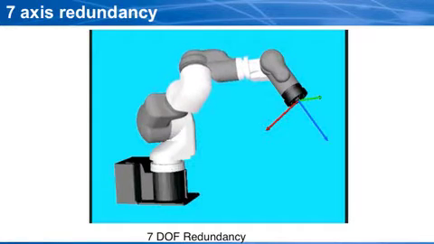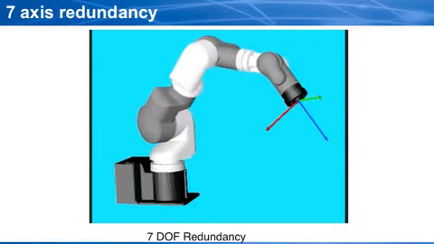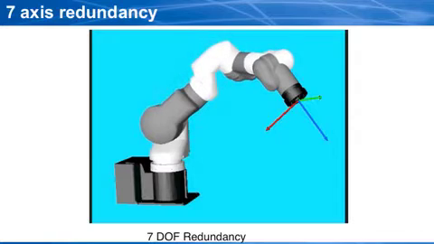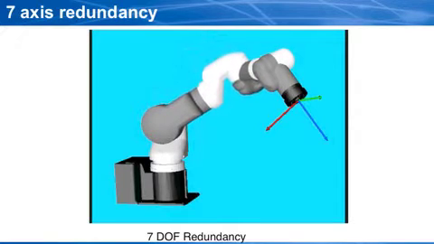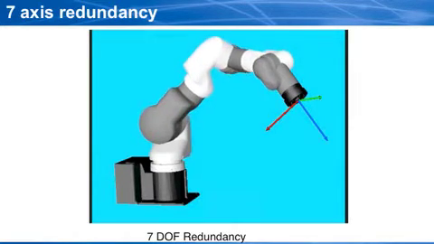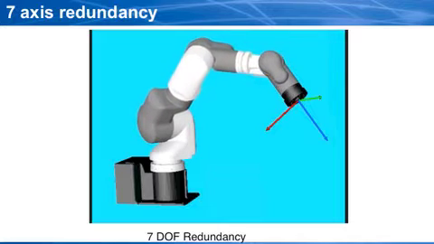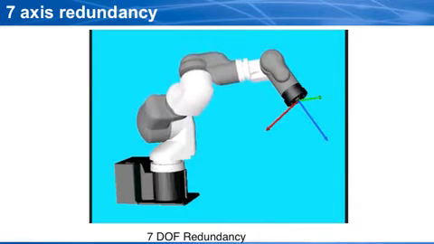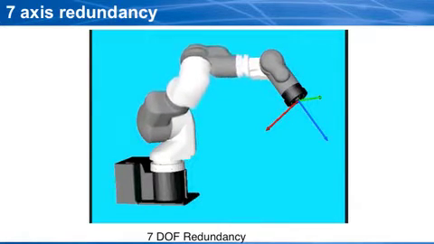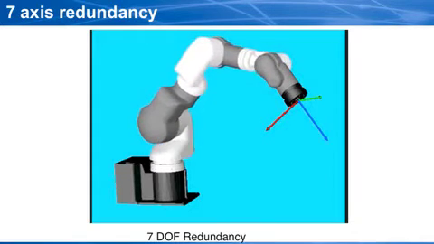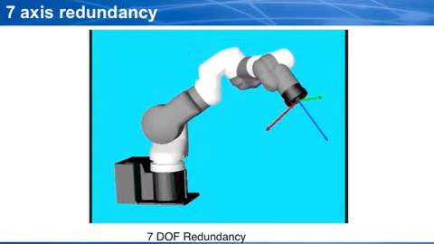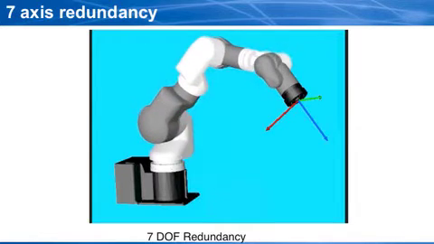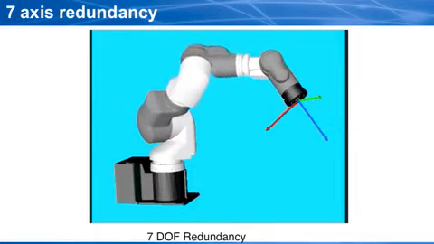Now we've always known that a 7-axis machine would help, in that with 7 axes you can still maintain the pose, what we call the position and orientation, but you can choose the shape of the arm, what we call the configuration. With 7 axes, you gain the ability to program your way out of interferences.